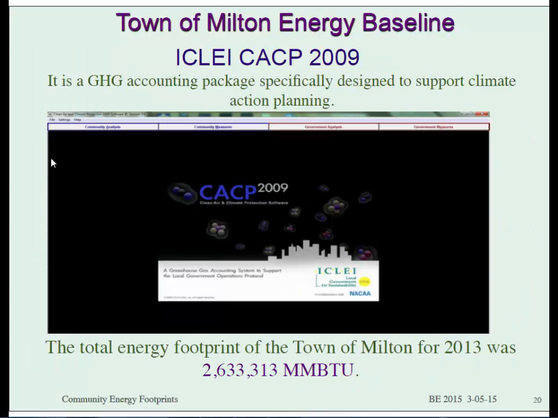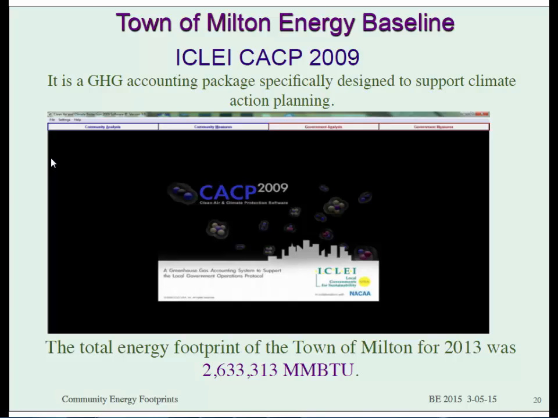Okay. So ICLEI made available to us a software called the CACP 2009. Essentially, it was just a sophisticated CO2 calculator. But that allowed us to begin to catalog all the energy consumption of the town. And it would then calculate CO2 emissions based on the inputs.